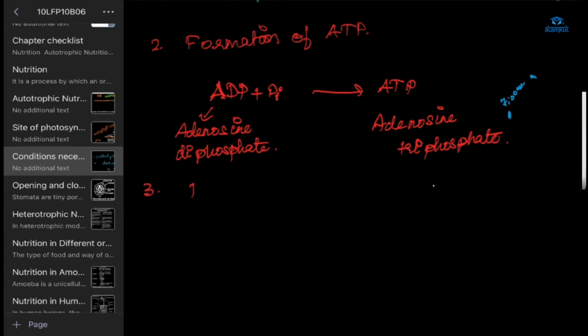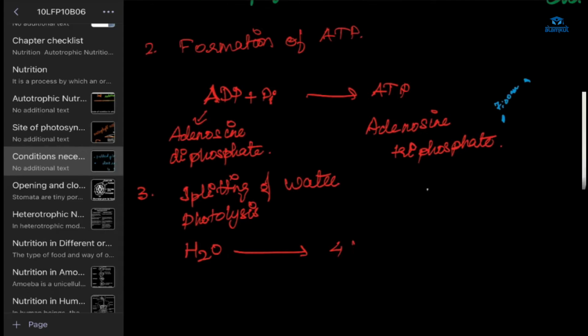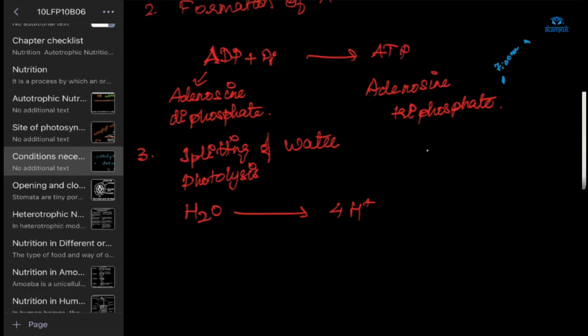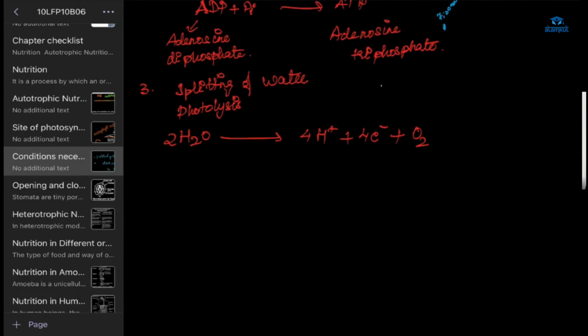It's splitting of water, or photolysis. What happens here is water is split. Water breaks down, and we get 4 hydrogen, 4 electrons, and oxygen. Water splits, and we get oxygen, energy and hydrogen. Understood? Yes. And Safiya? Yeah. Understood? So where does this occur?